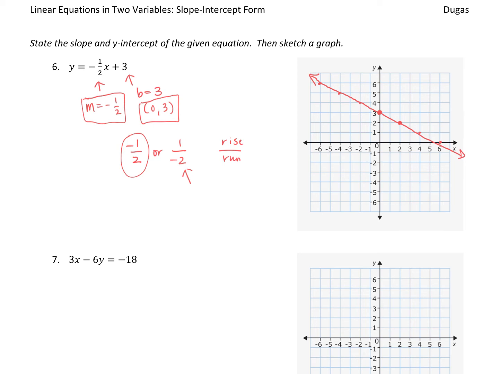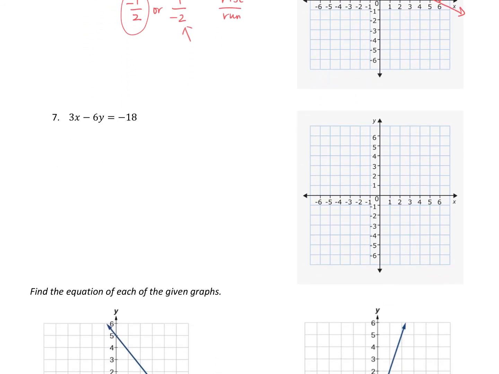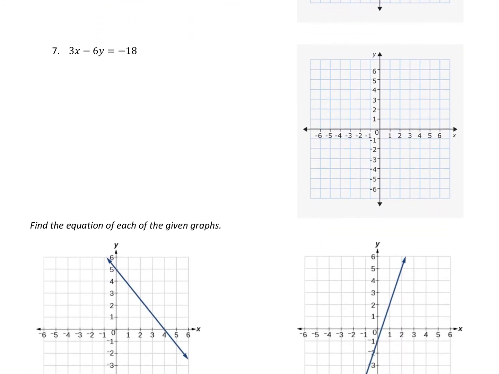Let's look at number 7. In number 7, I want to state the slope and the y-intercept, and then I want to graph. Since this is in standard form, it would, in my opinion, be easier to graph using the x and y intercepts. However, then you're still going to have to try to find the slope if you do it that way. So the easiest way at this point, since you have to state the slope and the y-intercept, is to get this in slope-intercept form. To do that, you want to get the y by itself.